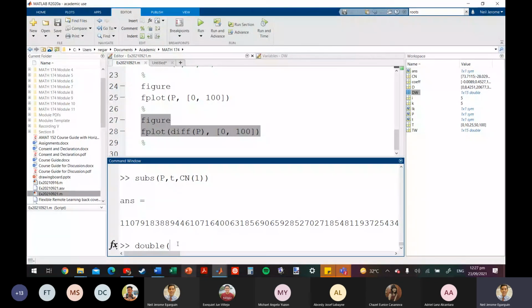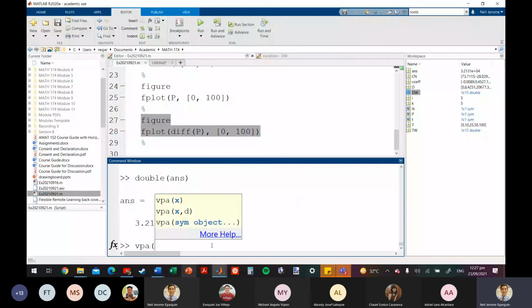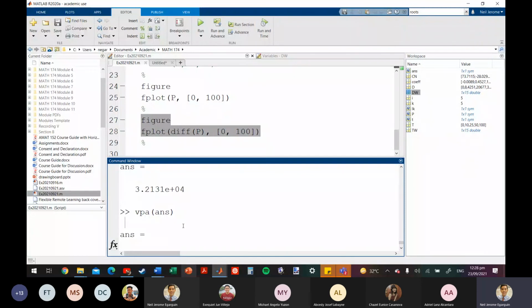So basically, that's going to be 32,131 point something. So kung ayaw nyo na yan, pwedeng VPA. Check ko nga yung VPA. Parang pwede yung VPA. Okay. The VPA command will give you another form. Hindi niya gagawing scientific notation. Ilalabas niyo yung decimal form. So the command is VPA.